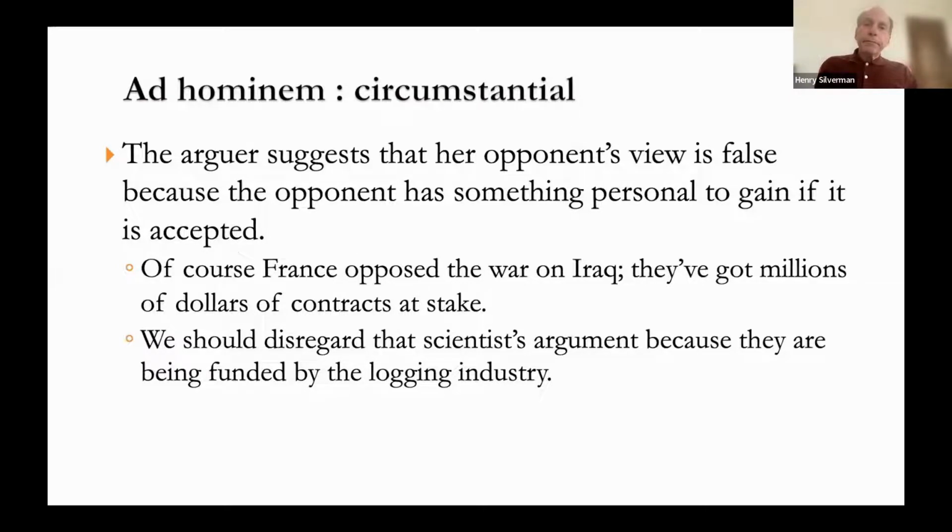Circumstantial ad hominem. This is where the arguer suggests that her opponent's view is false because the opponent has something to gain if it is accepted. So, for example, of course France opposed the war on Iraq. They got millions of dollars of contracts at stake. Or we should disregard the scientists' argument because they are being funded by the logging industry. Now, you may have reason to suspect the scientists are biased, but you can't totally refute the argument just because he's being funded by the logging industry.